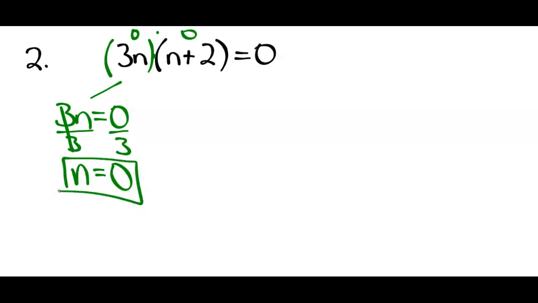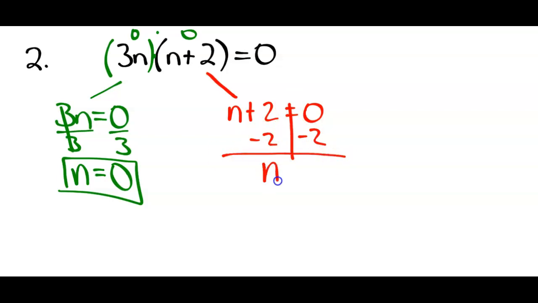All right. And then my other solution, what do I have to do? Same thing I did before. n plus 2 equals 0. Solve that, minus 2 minus 2. And I get n equals negative 2.